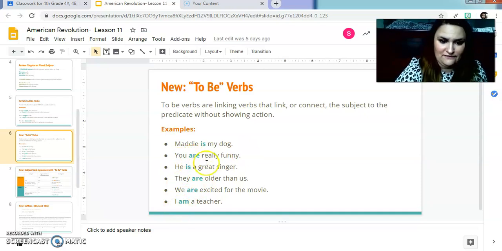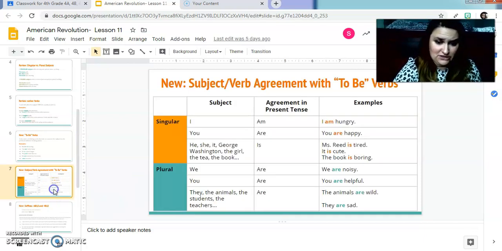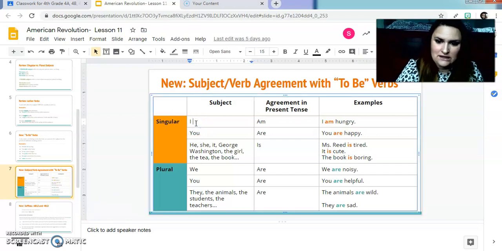You are really funny. He is a great singer. They are older than us. We are excited for the movie. I am a teacher. So again, when we're picking the to be verb to use, it depends on whether something is singular or plural. It's a little bit easier because anytime you use I, you don't say I is hungry, right? That sounds crazy. Or I are hungry. If it's singular and you're using am, I am hungry, right? So this is the example.